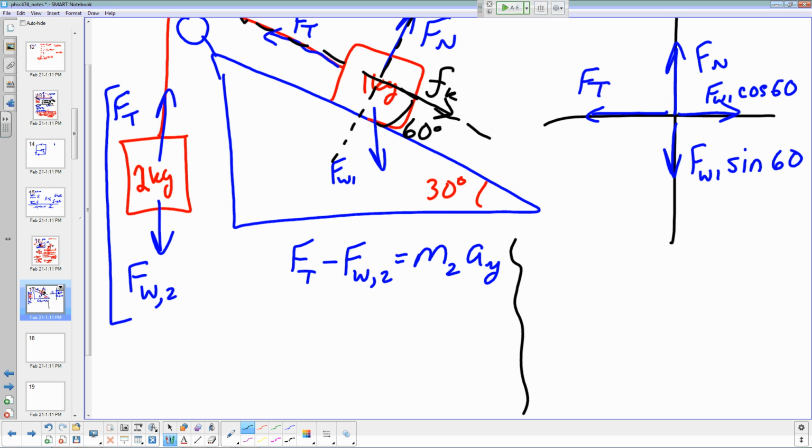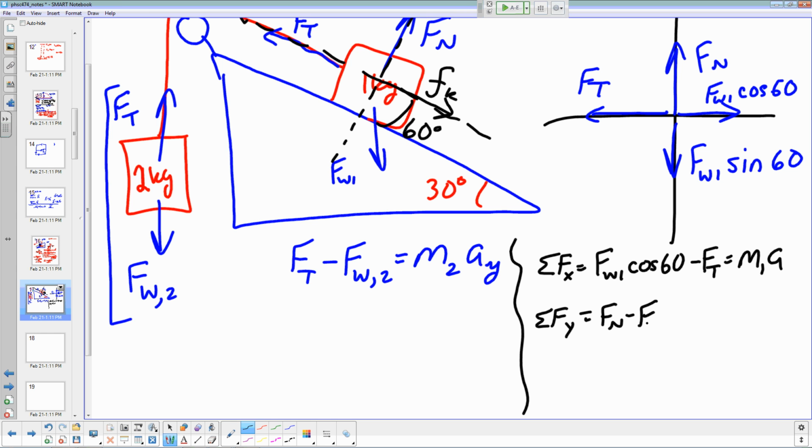I like to just write them all out. So I say the sum of the forces in the x direction is Fw1 cosine of 60 minus Ft equals m1a. And then the sum of the forces in the y direction is Fn minus Fw1 sine of 60, and that's equal to what? It's equal to 0 because it's not accelerating in the y direction. This problem is pretty simple because we don't have friction. But if we had friction, like if it just gave the coefficient of static friction, then you'd have to solve this for the normal force and then find the kinetic frictional force, like we did in that previous problem.